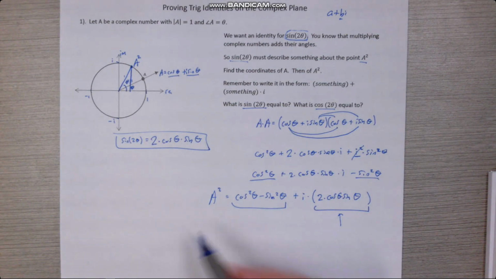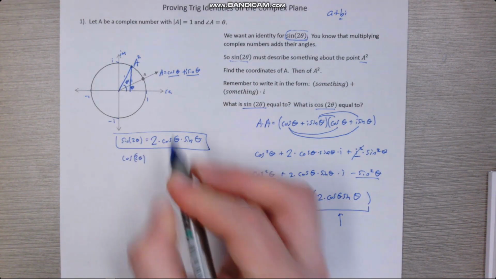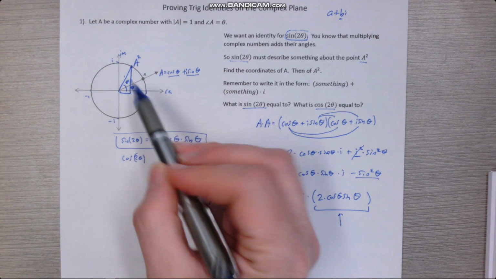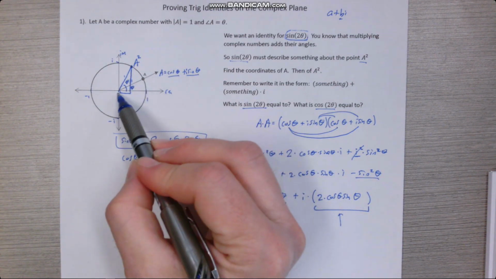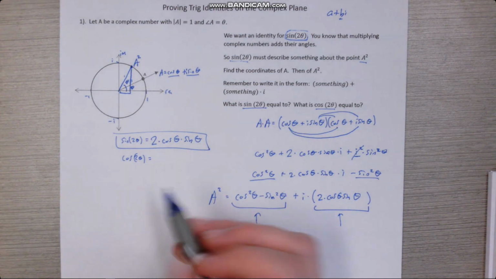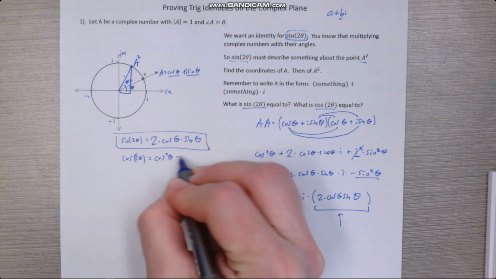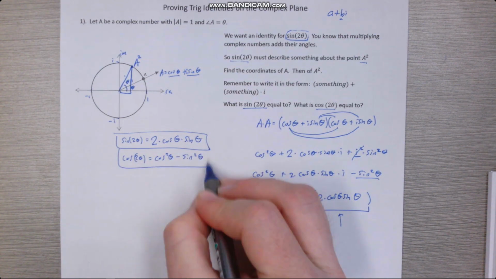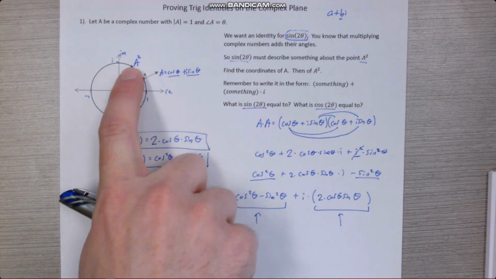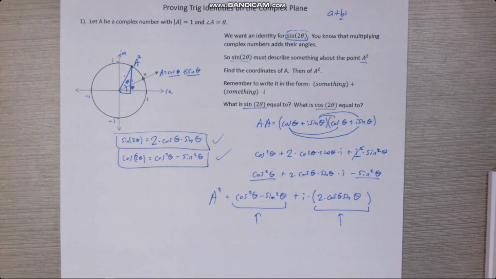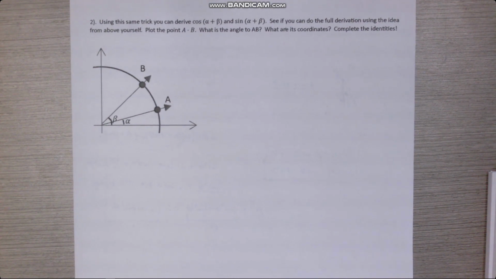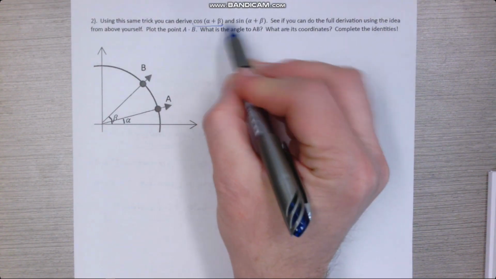But we get another identity for free. Cosine 2 theta is that distance, again by SOHCAHTOA, because it's the adjacent side over the hypotenuse. But that's the same thing as the real part of A squared. And the real part of A squared is that. So we also know that cosine 2 theta is cosine squared minus sine squared. So all we did was take a complex number, multiply it by itself, and suddenly we have two double angle identities.